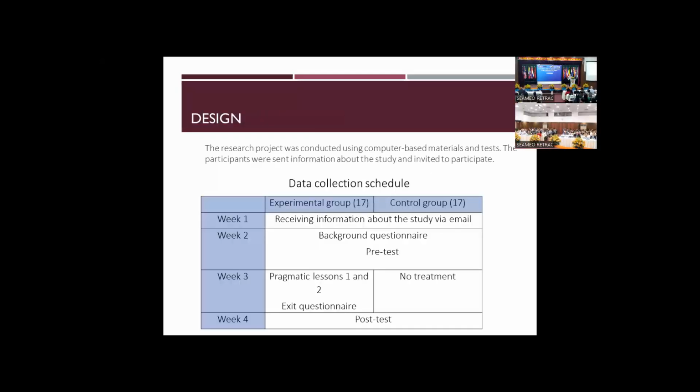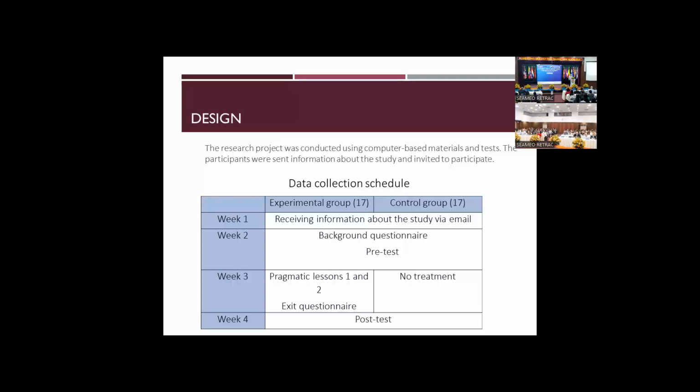This is the design of the study. It was a very simple one. It was carried out in Japan, and it was computer-based entirely. We had two groups, an experimental group and a control group. In week one, all the students received information about the study via email. And in week two, they filled out a background questionnaire, giving background information about themselves.